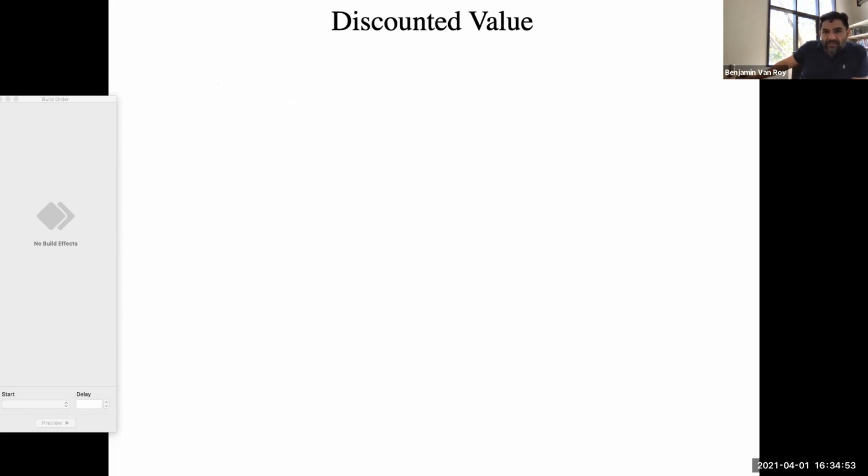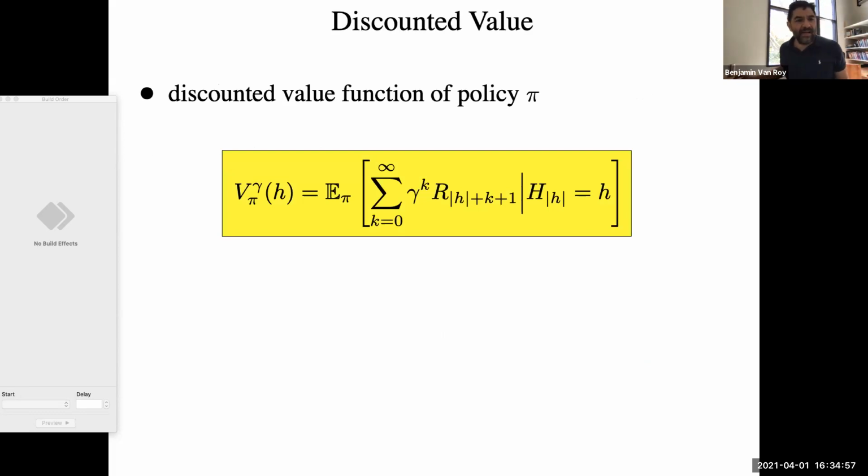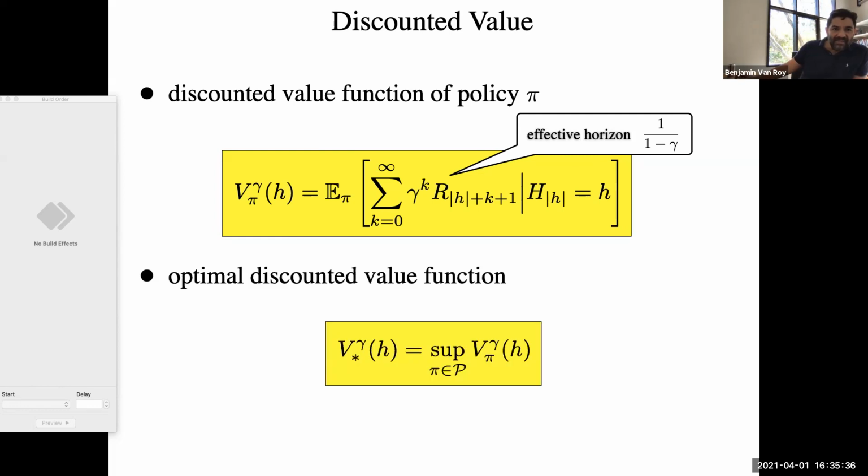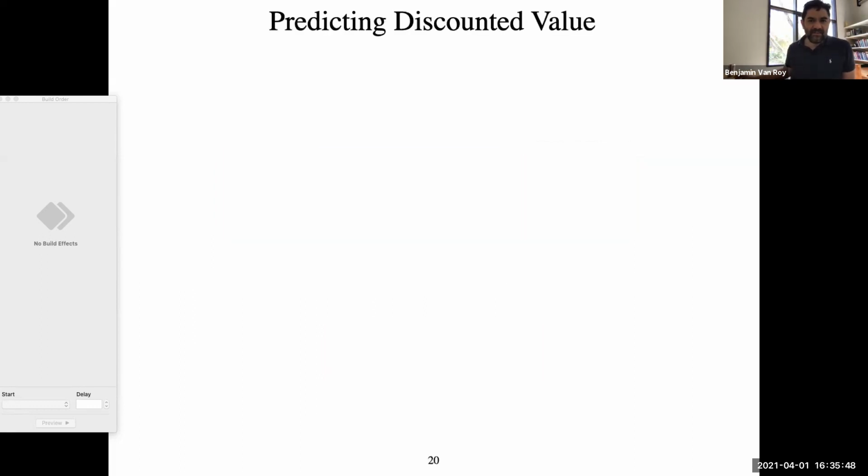So, discounted value. We talk about the discounted value function for a policy pi. I think you all know what that is. At a history h, v pi gamma h is the discounted value starting at that history if you apply policy pi. Given a discount factor gamma, we're downweighting future rewards, and you could think of that as implementing an effective horizon of 1 over 1 minus gamma, the horizon over which you really care about rewards when you use this discount factor. Okay, and then there's an optimal discounted value function, where we optimize over pi. And those objects will help us characterize the next statistic we want.